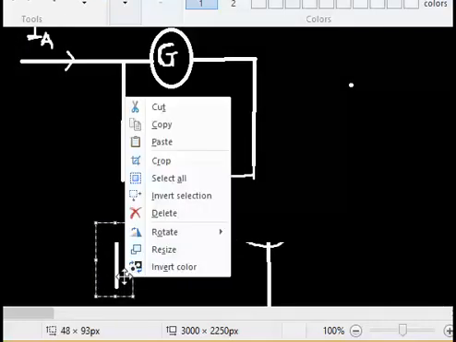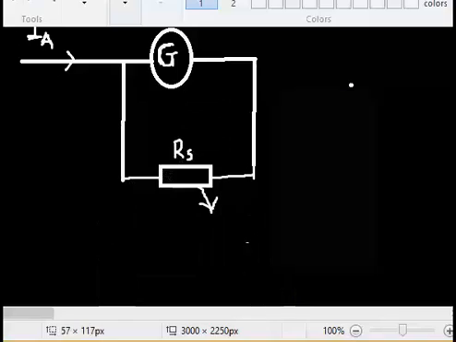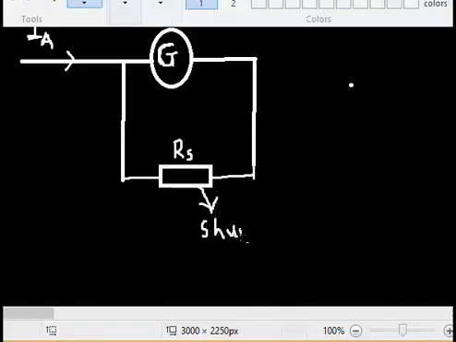Which simply means that if you are being asked how do you convert a galvanometer into an ammeter, I will do that by connecting a resistor, known as a shunt, in parallel with the galvanometer. What is the function of the shunt? The shunt is to divert the excess current that would have entered the galvanometer into this shunt, right? So now let's look at how.